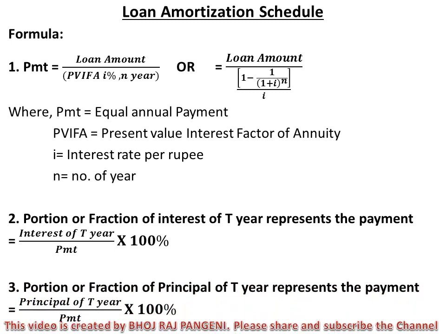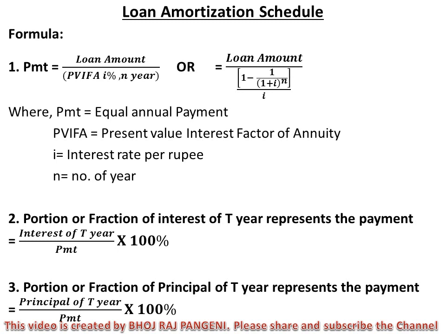And the other formula, number 3, is the portion or fraction of principal of T year represents the payment, that is principal of T year. In the number 2 formula, that is the interest, but in the number 3 formula, that is the principal. So principal of T year divided by PMT, into 100.